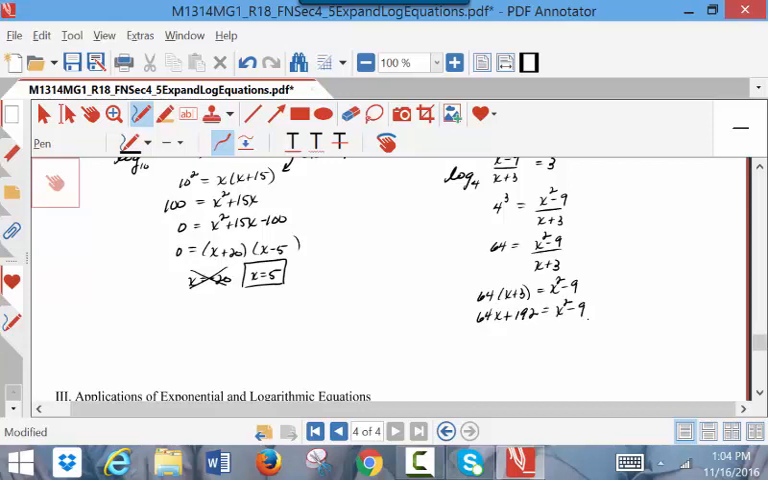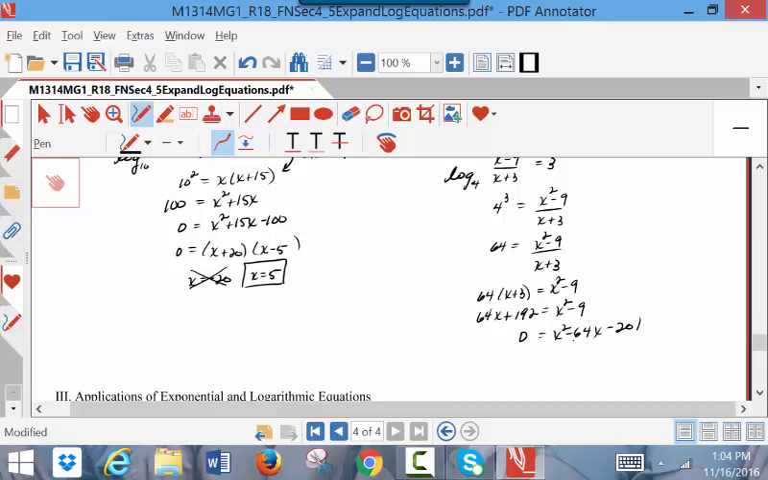Okay, so I have an x squared term. I want to set this equal to 0. So I'm going to subtract 64x, and I'm going to subtract 192. So what does that become? 201? Is that right?